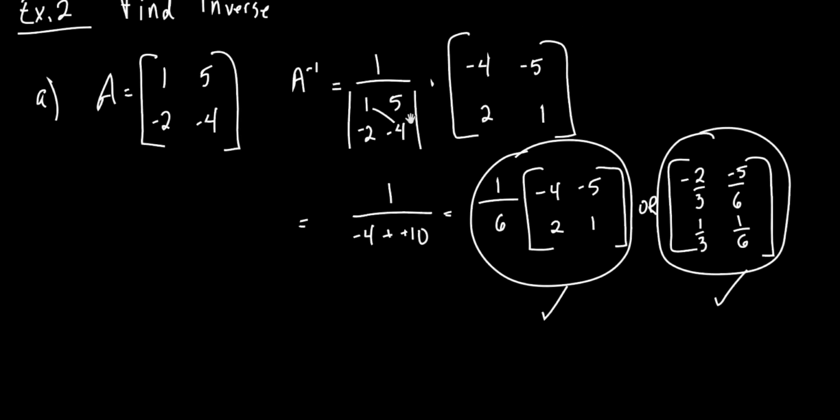Because it's 1 over the determinant. The determinant was 1 over, and that's a 6, right? So that's 1/6. That's why I put the 1/6 in front of it.